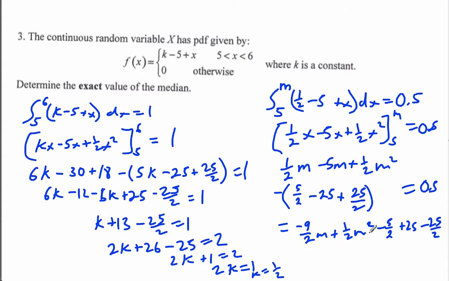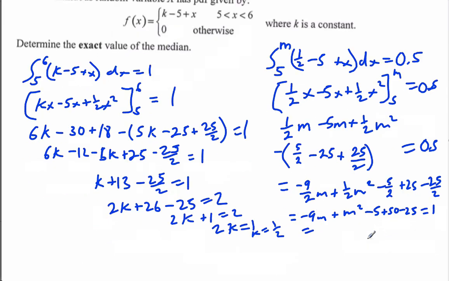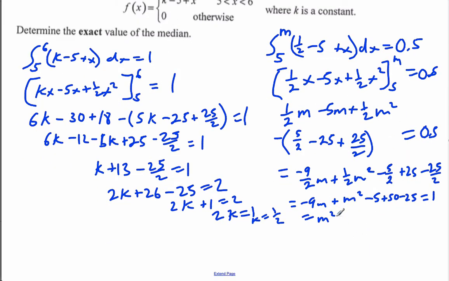And let's multiply everything by 2. That'll make it much easier. Negative 9m plus m squared minus 5 plus 50 minus 25 equals 1. And looks like a quadratic. So I'll put m squared first. Minus 9m. This is plus 20 equals 1. So then we have m squared minus 9m plus 19 equals 0.